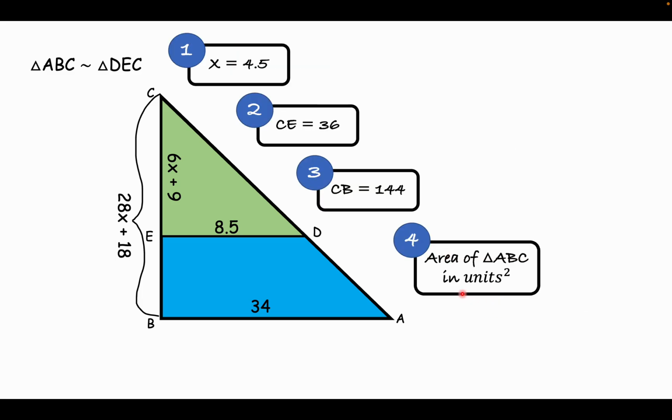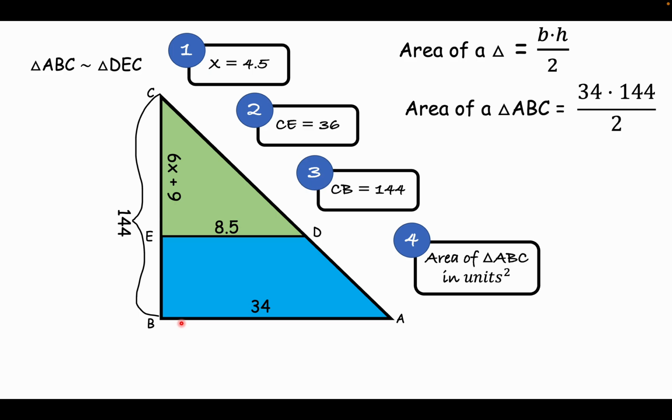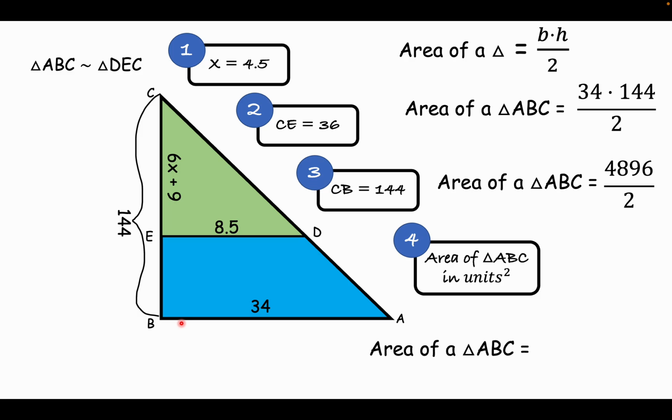Our last question is to find the area. Remember that the area of a triangle is the base times height divided by 2. Remember CB, that is our 144. AB, that's 34. This is a right triangle. So if we take 34, that's the base, times 144, that's the height, we would get 4,896. We've got to divide that by 2. And the area would equal 2,448 units squared.